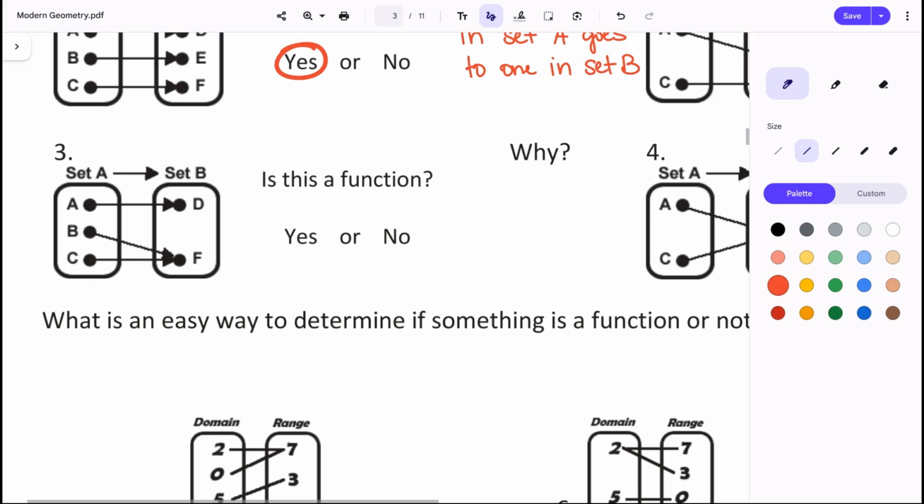Keegan, what do you think? Yeah, because every X is going to its own Y. Yeah, it's okay. Sometimes it confuses kids, like B and C are both going to F. Okay, but that's like the example I gave.